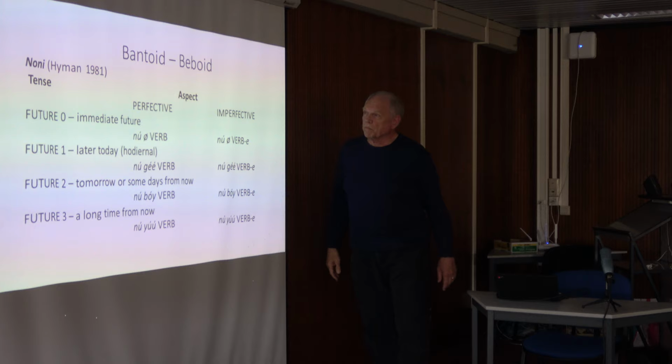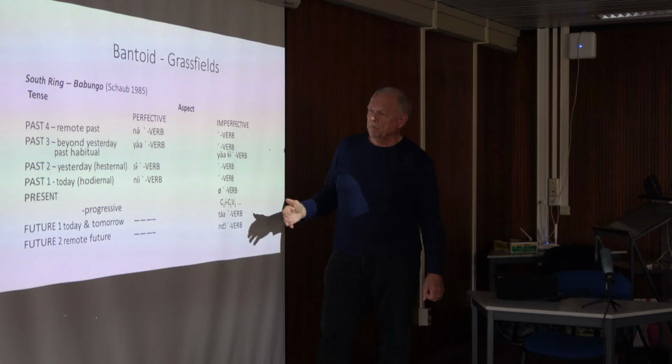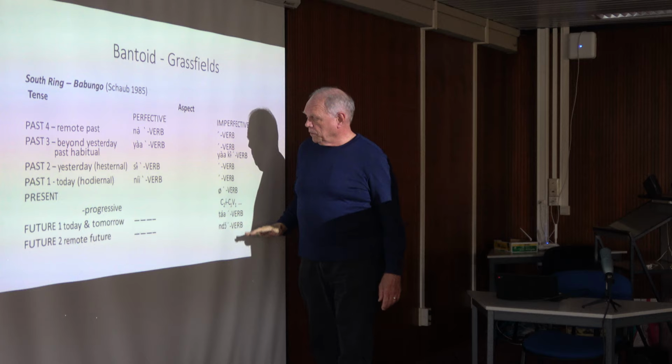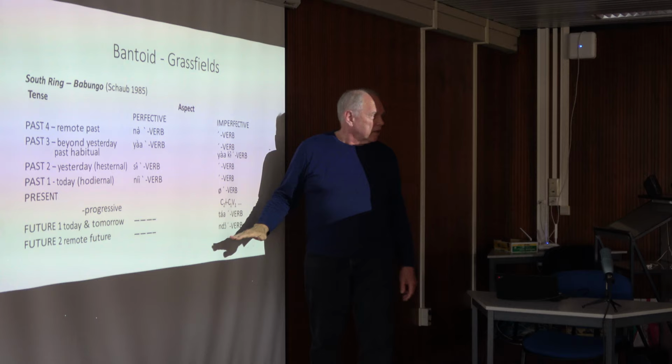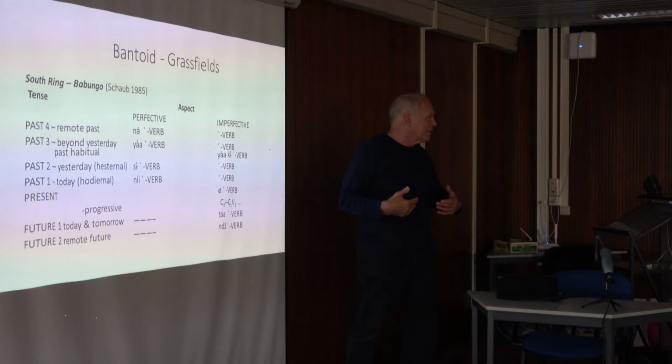But we go then to the Ring group, Babungo. Babungo has a set of past tenses. But interestingly, when you come here, what do you get for the future? You get basically the imperfective. That's the inheritance from Niger-Congo. They haven't gone and done anything with the future here.